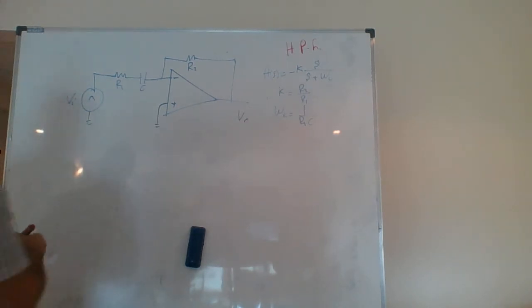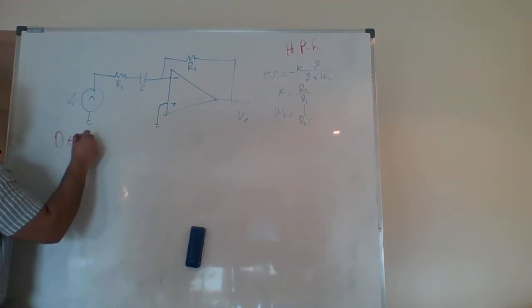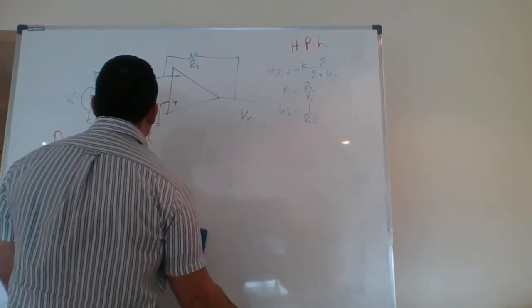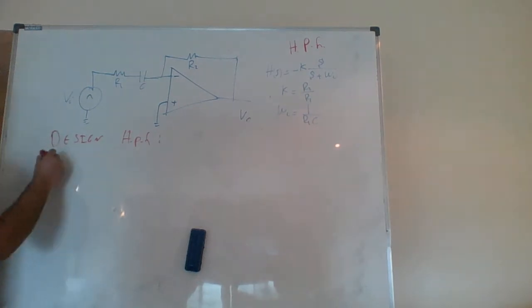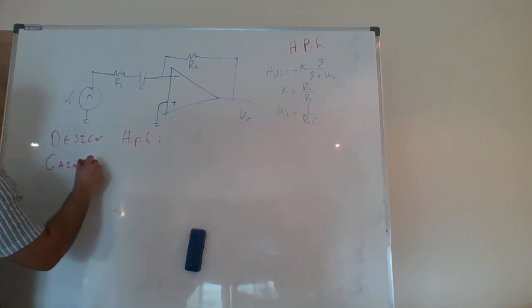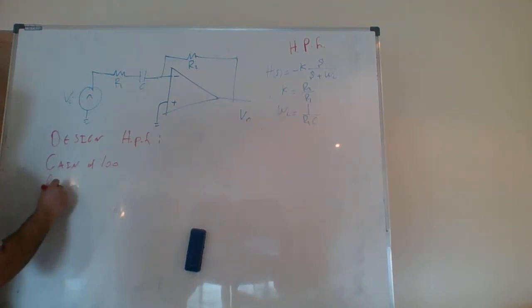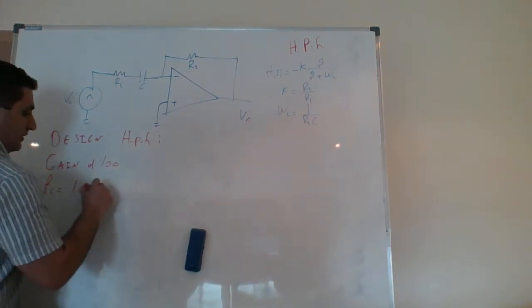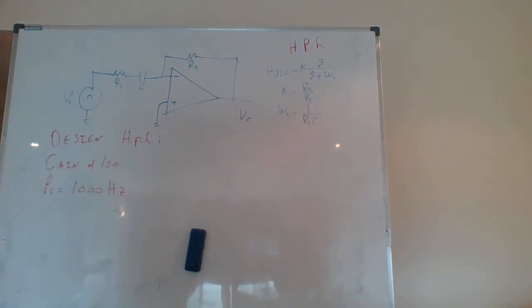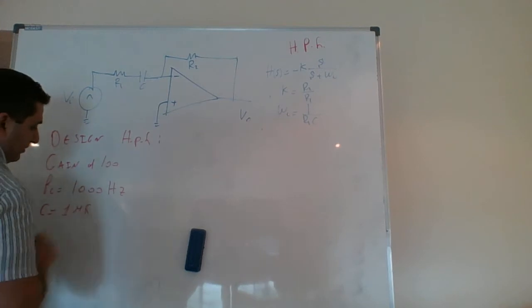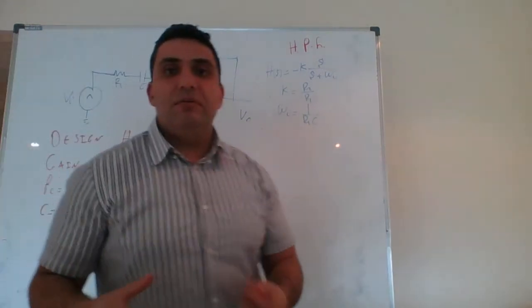To meet the following, I need you guys to design a high pass filter to meet the following conditions. The gain must be 100. The cutoff frequency, the F cutoff, is 1000 hertz. And I only have one capacitor, 1 microfarad. So I have plenty of resistors.